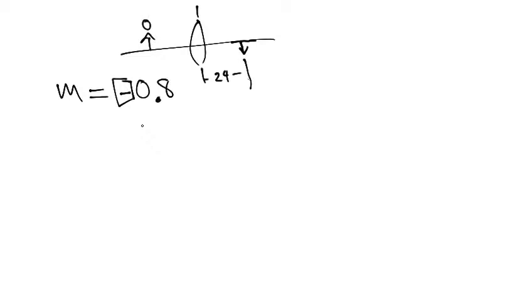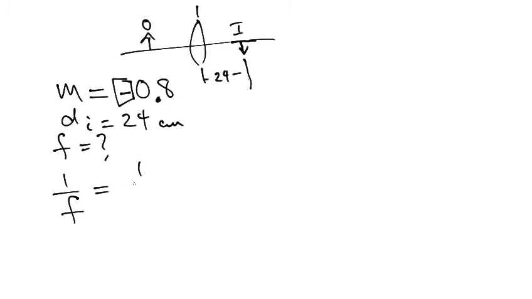When we continue, it says, what focal length should be specified? So we'll say f equals question mark. Now this is the image location, so I also know that the image distance is 24, and that's going to be a positive 24. So therefore, if I calculate, I'm going to say 1 over f equals 1 over do plus 1 over di.